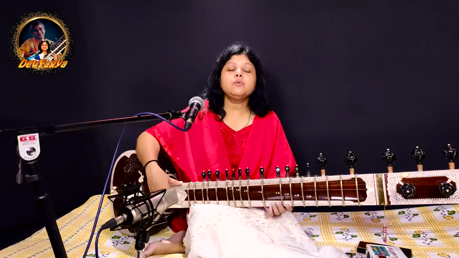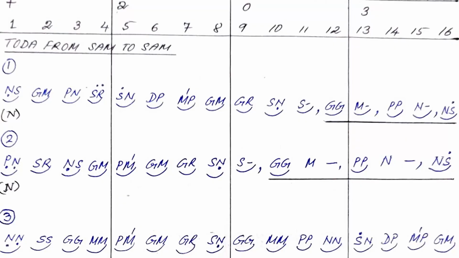Now coming to sum to sum. In one avartan, meaning one cycle, a taan along with a short tihai. 13, 14, 15, 16. Ni sa ga ma pa ni sa re sa ni dha pa ma pa ga ma ga re sa ni sa. Till the 11th beat is your taan, and from 12 there is a short tihai.